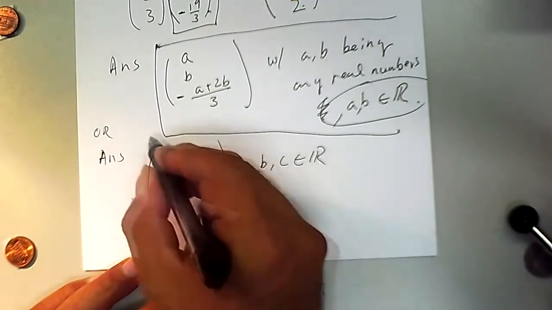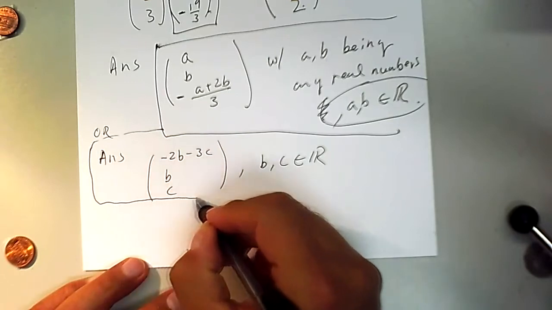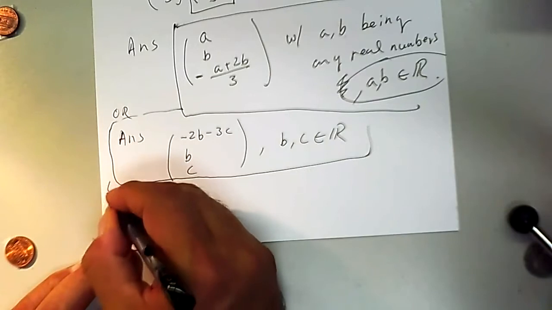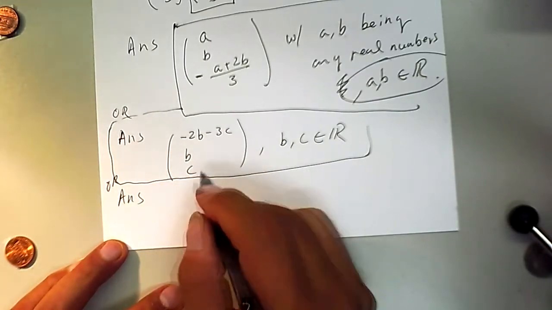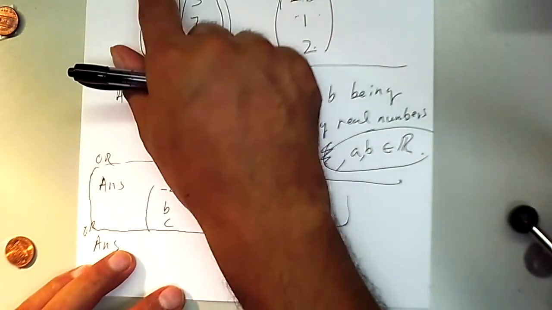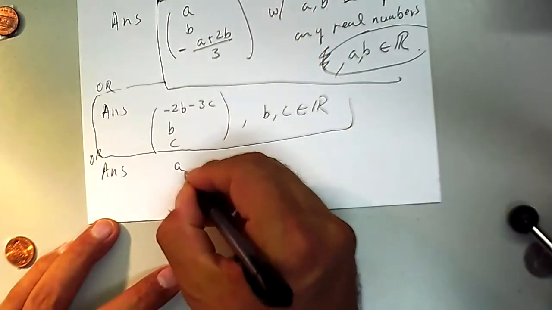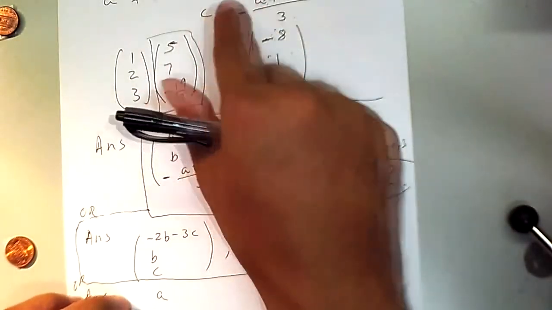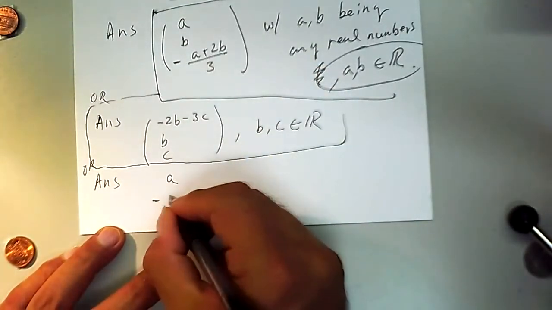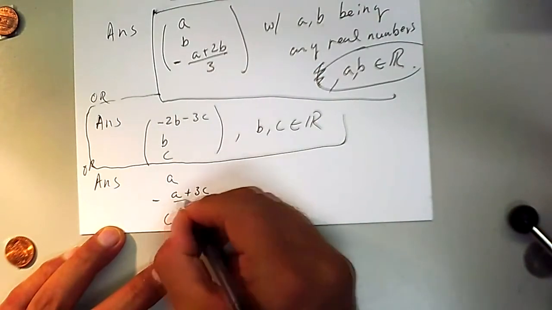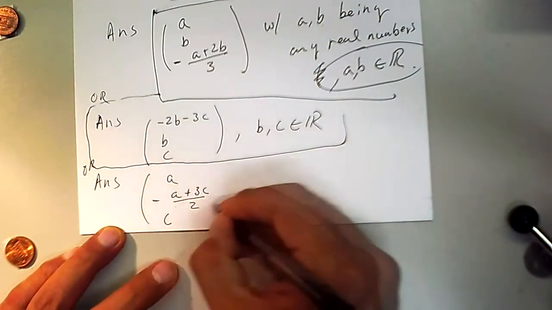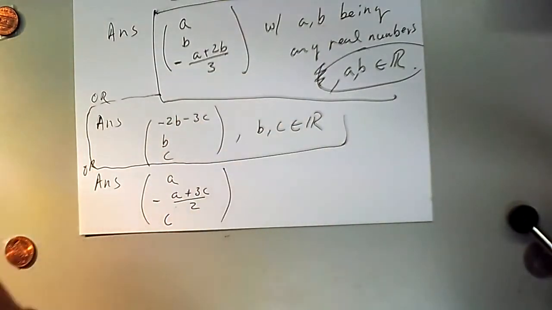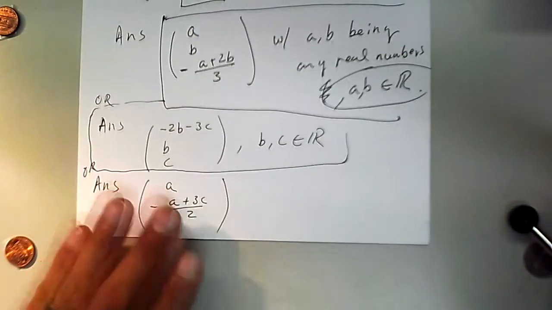And actually, there's a third way, and there's more than 3, but 3 are the basic ones. Another way to write the answer is to solve this equation for b, so we can have a and c being random, and then b would have to be negative a minus 3c, divided by 2. So that would be another way to write the answer. There's a couple different ways to come up with all and every one of the perpendicular vectors.